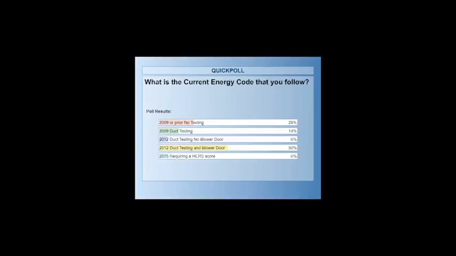In 2009 you are doing duct testing, or in 2012, but you're not doing blower door. There were a lot of people that adopted 2012, but they chose to opt out of blower doors. If you're on 2012 and you are doing both, that's phenomenal. And let us know what your requirements are.